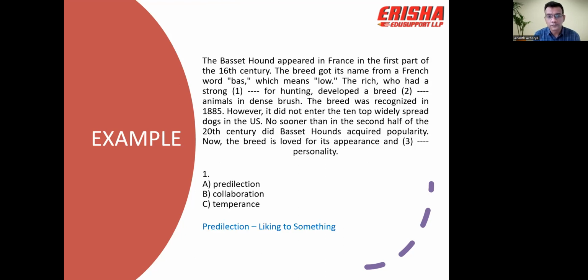The first option means a liking for something. The second option talks about when 2 or more people start working together. And the third option is about the quality of self-restraining from something. If you look at the sentence here, the rich who had a strong what? Obviously, you will look at a strong what for hunting. A liking for hunting. So when you look at liking for hunting, you realize that the first option is much more suitable than any of the others. So you have to know the meaning of the word before you end up solving these questions.